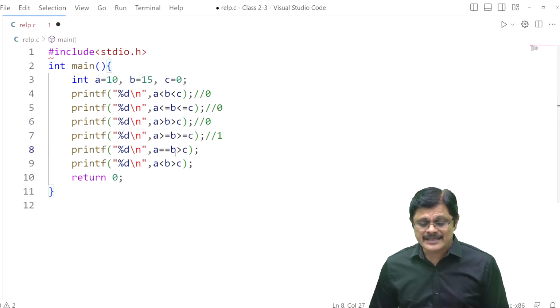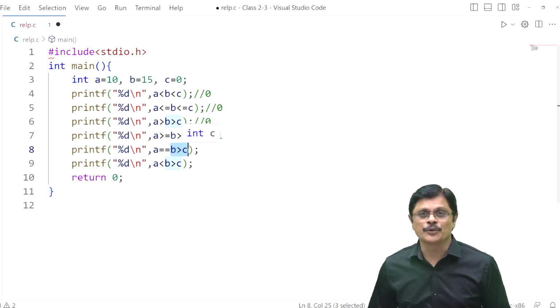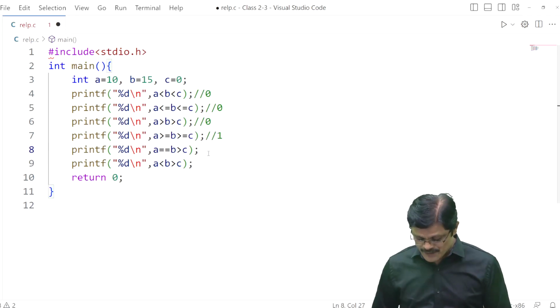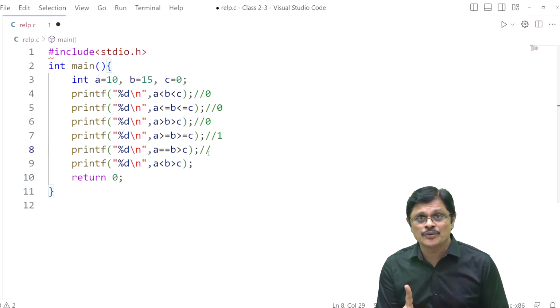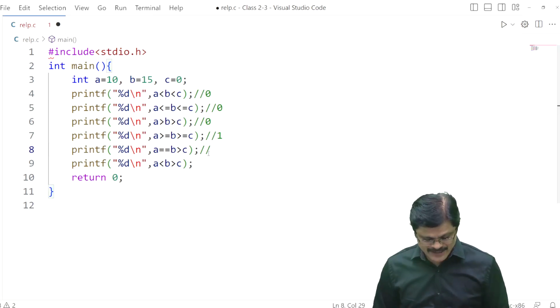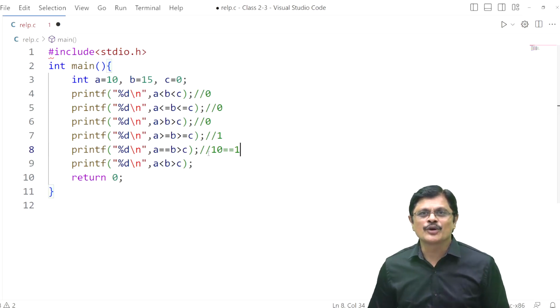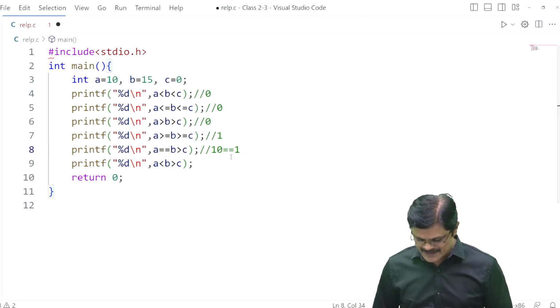Then A equal to B. See here, don't do equal to first, because equal to has less precedence than greater than. First B greater than C will be verified. That is 15 greater than 0, yes, true, so you get 1. So A is how much? 10. 10 is equal to 1 is false. So you are going to get the answer here, which is 0.